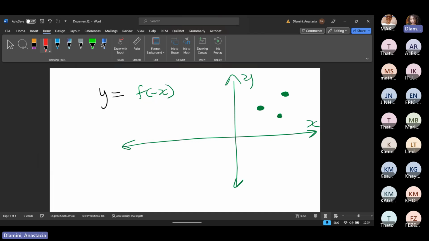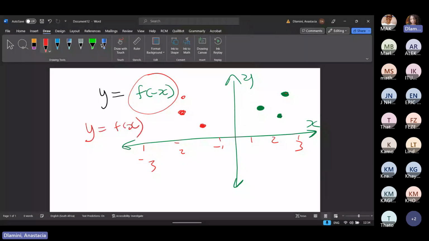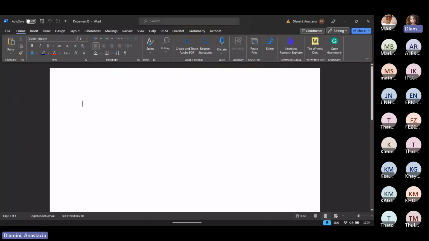It means that this one will be something like this here. This one will be in the negative x's. These are positive x's, 1, 2, 3. These are -1, -2, -3. So this is a reflection about what line? The y-axis. Thank you. It means that you are reflecting the graph y equals f of x about the y-axis. Are we sorted there? Yes, ma'am. Thank you.